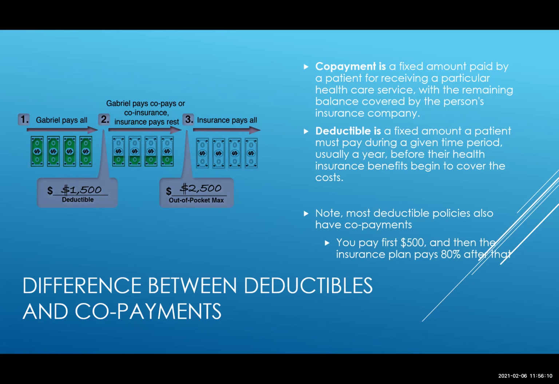So copay is a fixed amount paid by a patient for a particular healthcare service, and the remaining balance is recovered by the person's insurance company. The deductible, again, is a fixed amount the patient must pay during a given time period, usually a year, before the health insurance benefits cover the costs. So just a note, most deductible policies also have copays. So you pay the first $500, and then the insurance plan pays 80% after that.